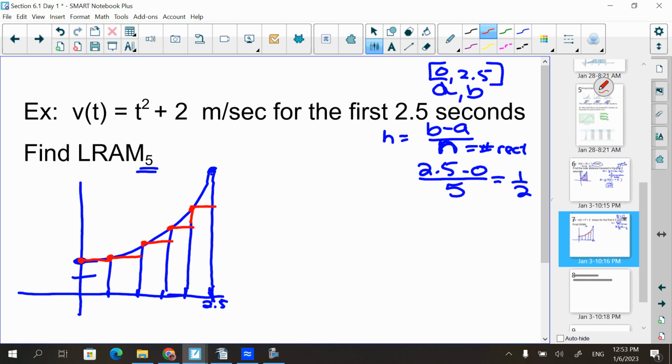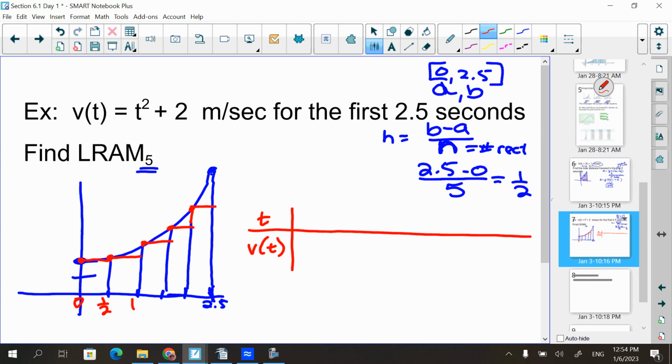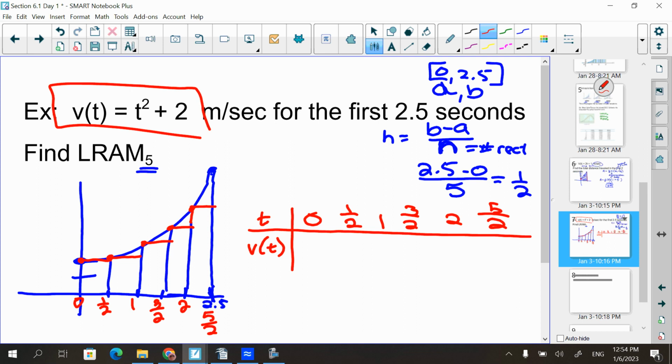Okay. Now, remember how I mentioned a chart? Here's what I would do for this chart. Okay. T is going to be my x values that I have here. I have these x values that I'm going to leave in fraction form. Please believe me, it's way easier than decimals, okay? I'm going to put all of those x values in my chart. 0, 1 half, 1, 3 halves, 2, and 5 halves. To find the y values, I just plug them into this. I don't have to look at the graph to guess.